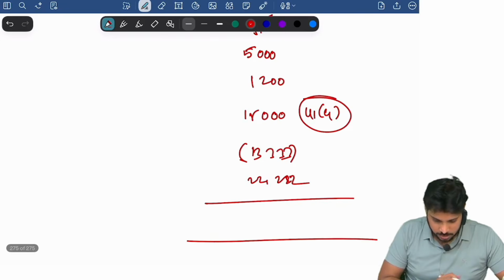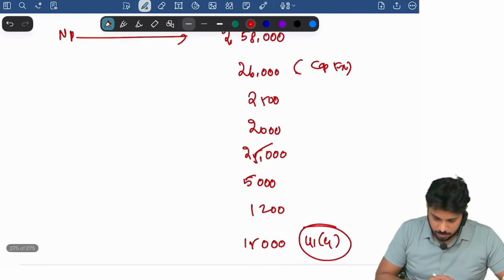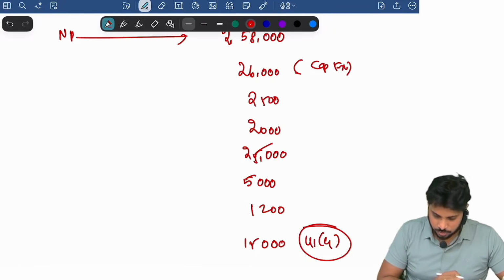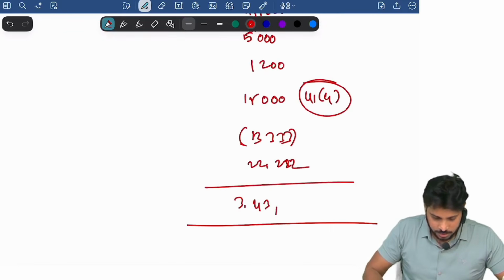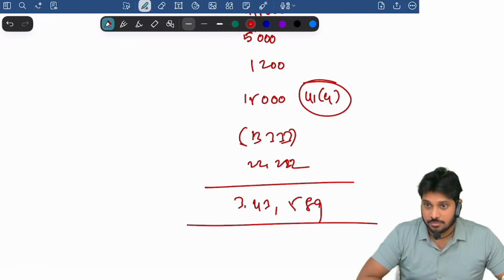22,222 minus 13,333. Okay, plus 15,000 plus 1,200 plus 5,000 plus 25,000 plus 2,000 plus 2,500 plus 26,000 plus 2,58,000 is equal to 3,43,589. PGBP income.